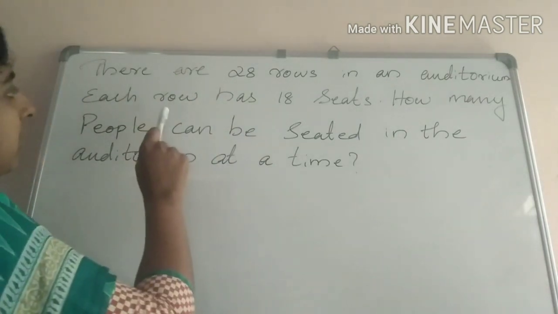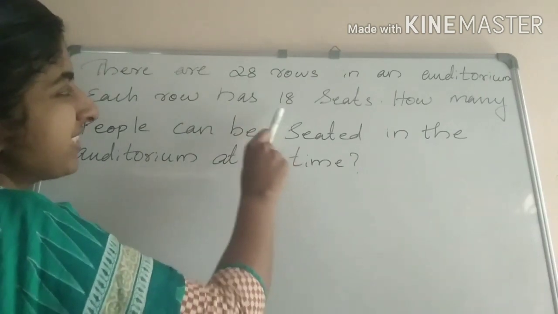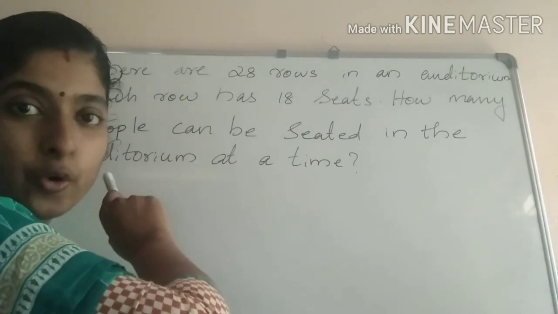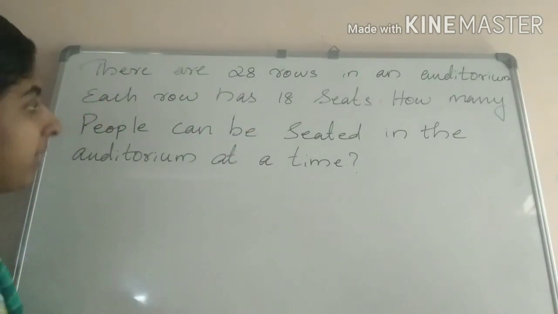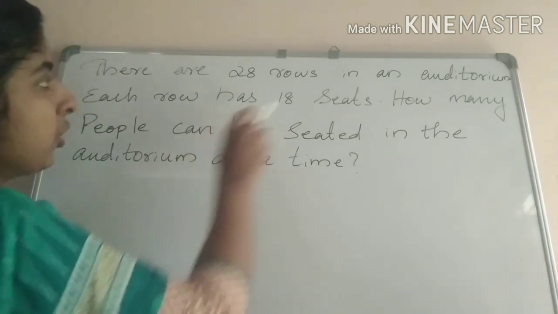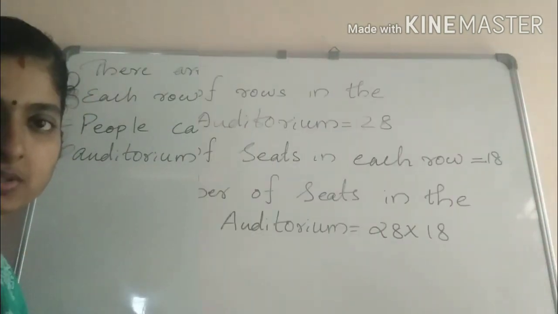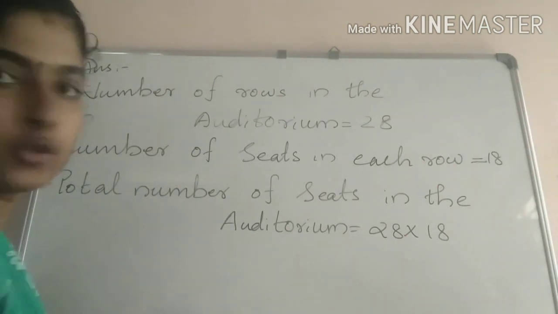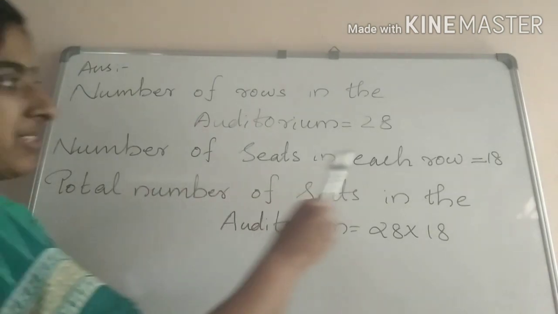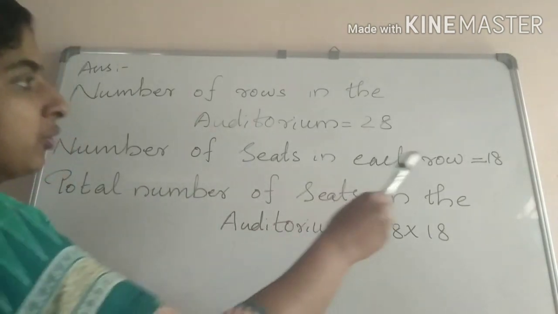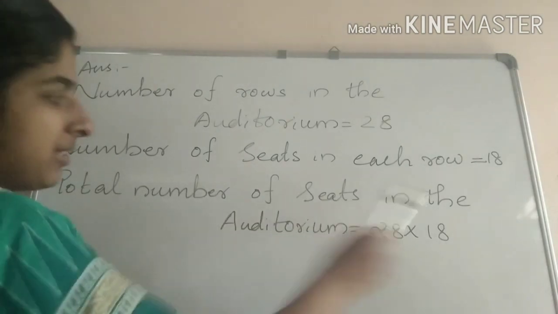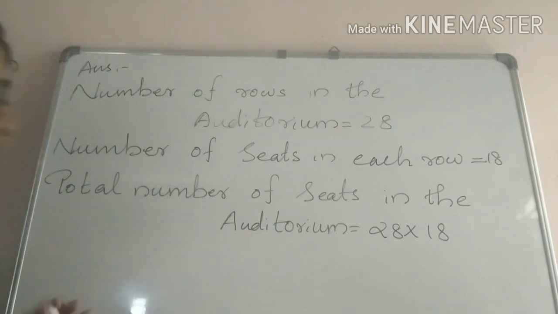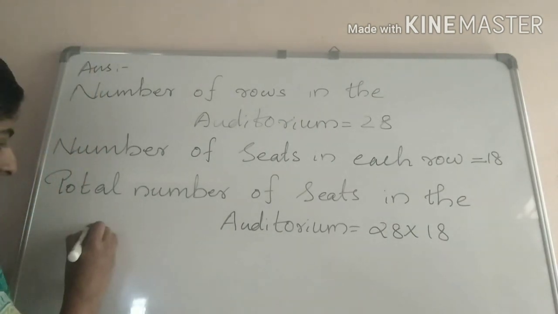Then, number of seats in each row. Number of seats in a row is 18. Then, total seats is equal to 18 into this 28. Then you see the answer. Number of rows in the auditorium is equal to 28. The number of seats in each row is equal to 18. Total number of seats in the auditorium is equal to 28 into 18. Okay, 28 into 18. What is the answer?